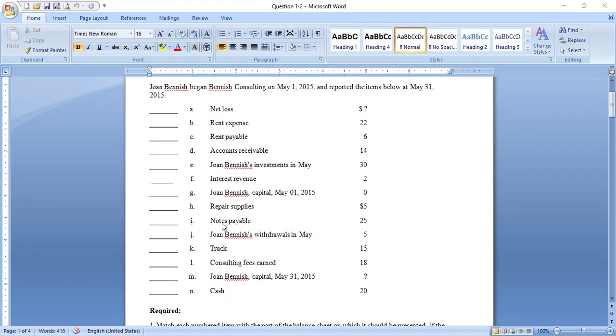Note payable. Liability, correct? Owner's withdrawal. That's part of the equity, correct? Truck. Asset. Consulting fee earned. That will be revenue, right? And capital at the end of May, we have to calculate it, and cash will be asset, correct?